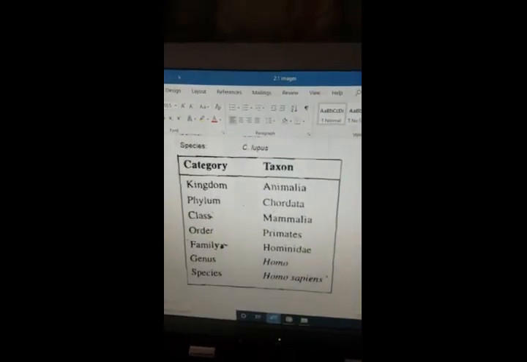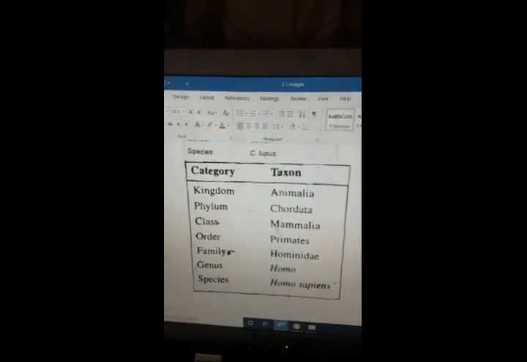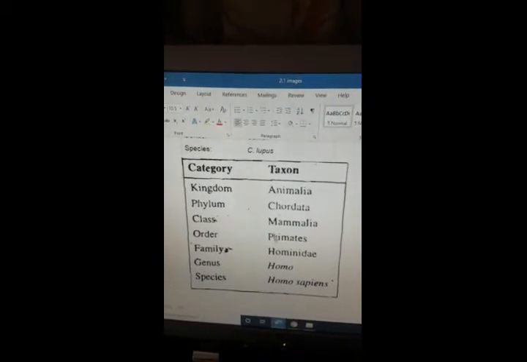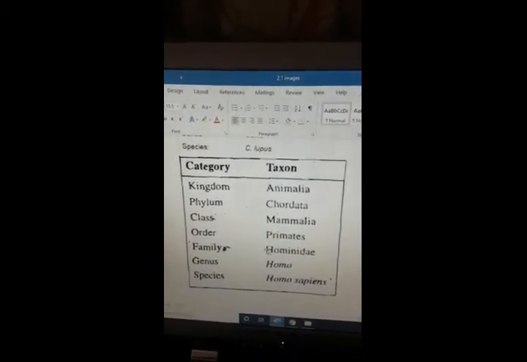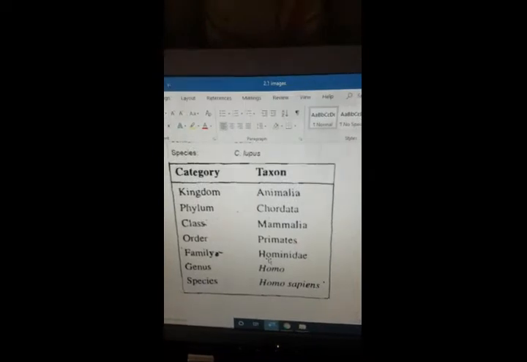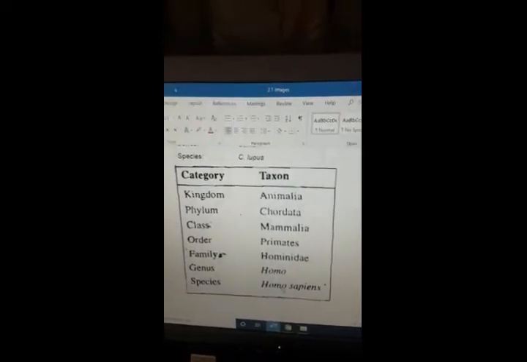Similarly, we've got the full classification of us here as well. Again, we're mammals, but this time primates. Hominidae are the great apes, and you've then got our genus and species.